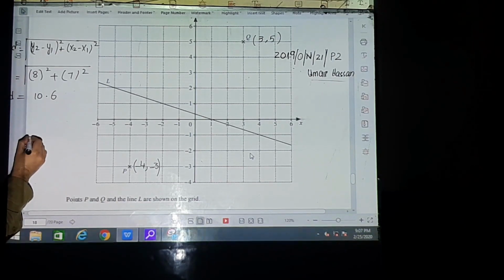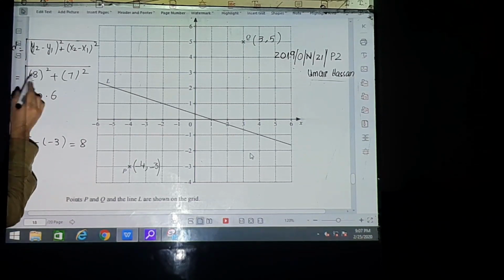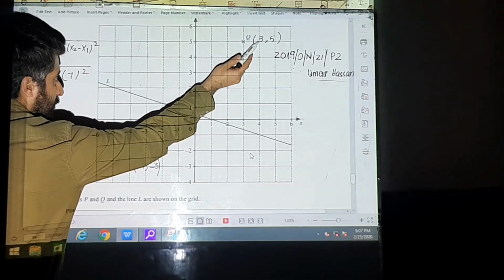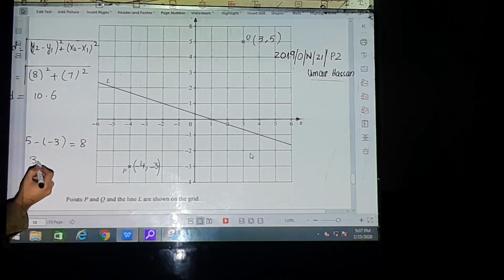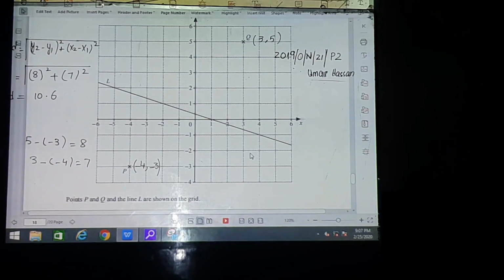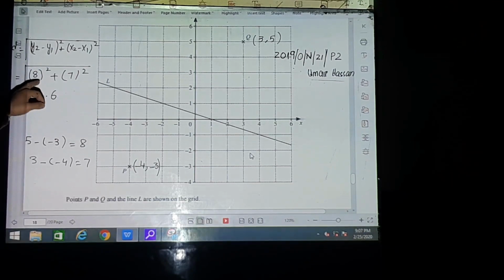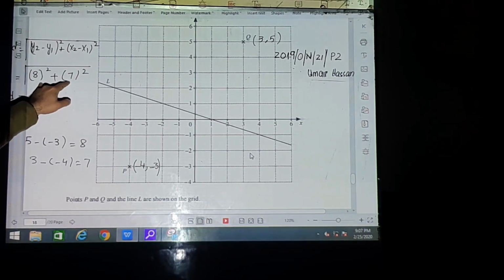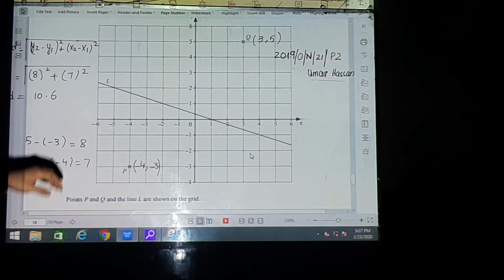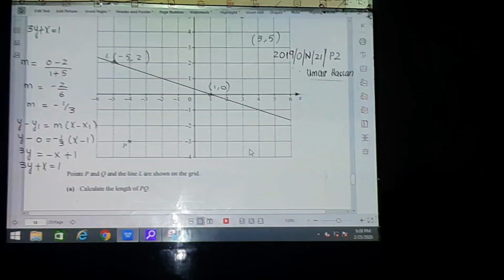So 5 minus -3 gives you 8. So this is 8 squared, the result of y2 minus y1, and the result of x2 minus x1 will be 3 minus -4, which is 7. So y2 minus y1 squared plus x2 minus x1 squared gives you, after summation of 8 squared and 7 squared, take the square root. So your distance will be 10.6 for this part.